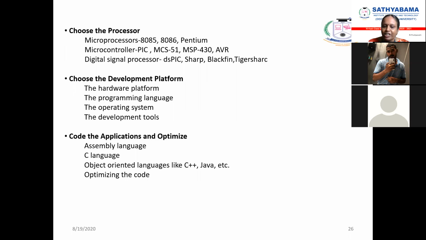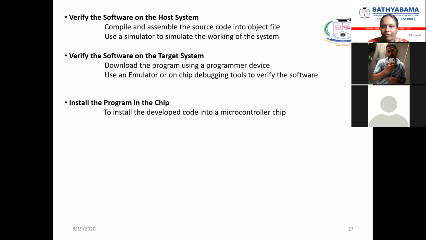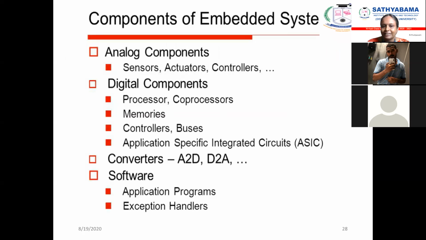You have to code the application and optimize the code, whether it is working properly or not. We can't go and do it in the target system, so we will do it in our system itself and verify the code. Source code is converted into object code, whether you use a compiler for a high level language or an assembler for assembly level language. Then you have to install the program on the chip. So this is the embedded cycle.